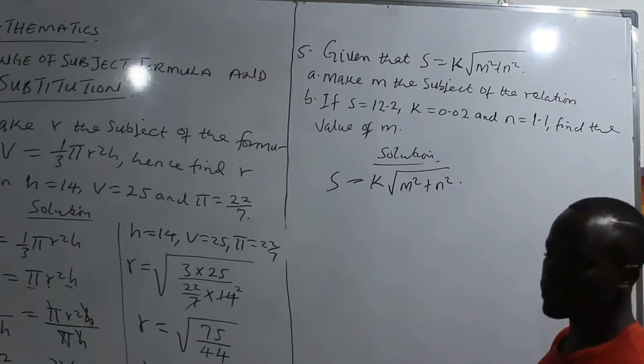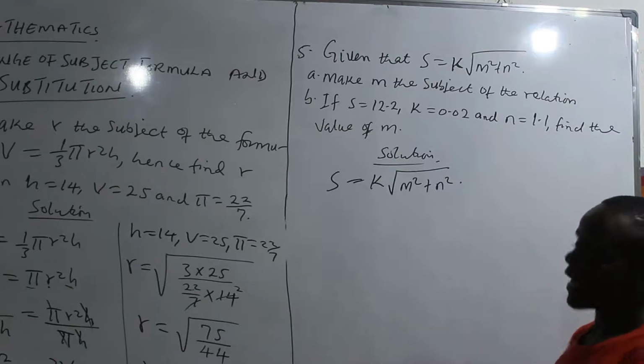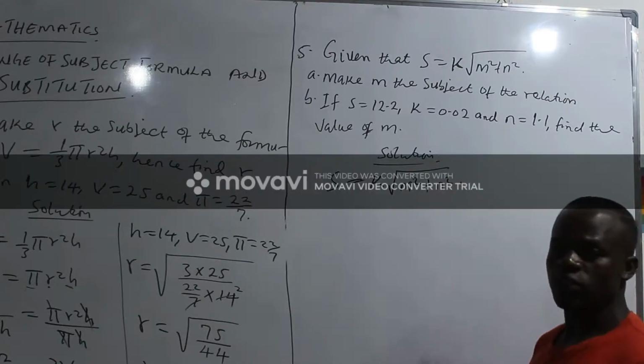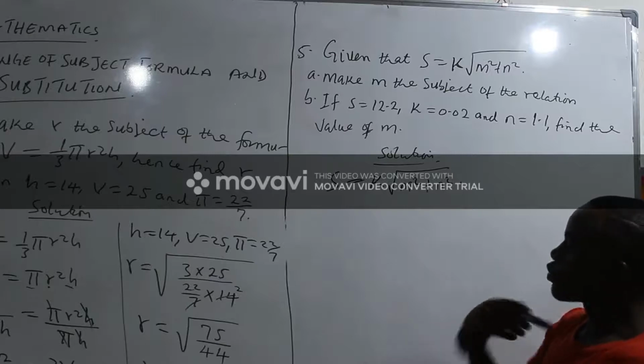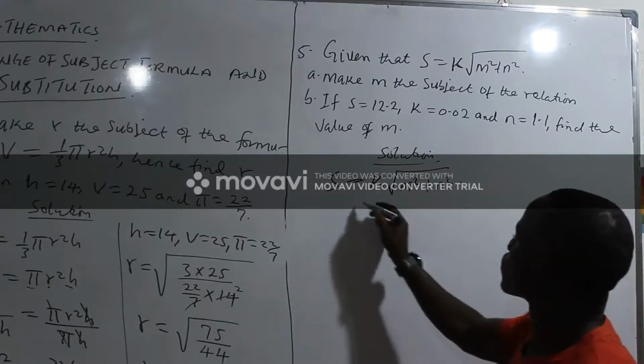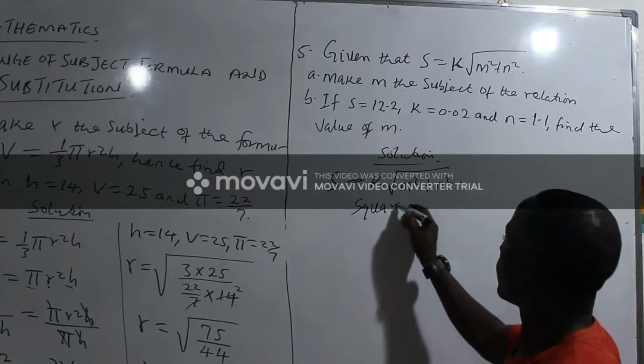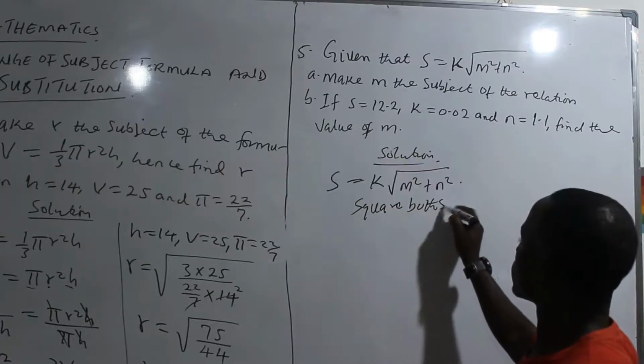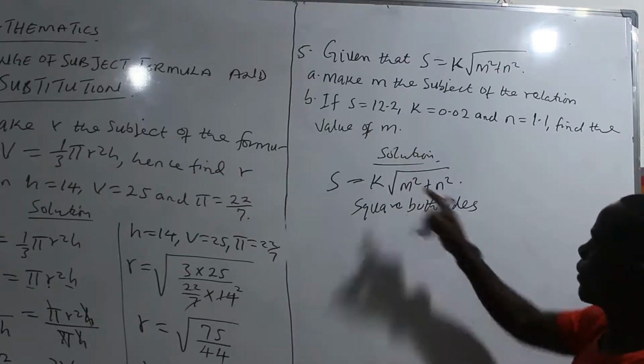And how do we do it? We take the reverse of that root. Like here we have square root, and the reverse of square root is what? Is square. So we are going to square both sides to help us do away with this root.